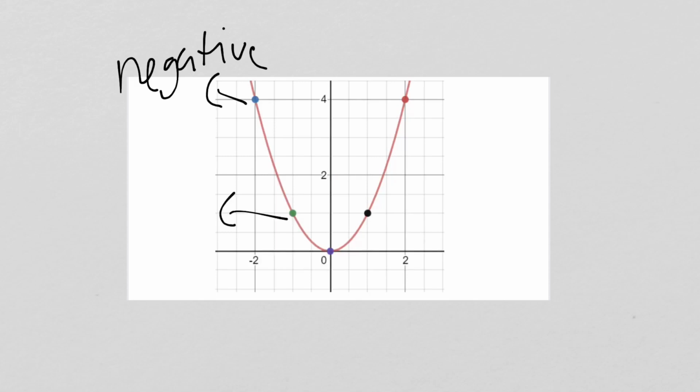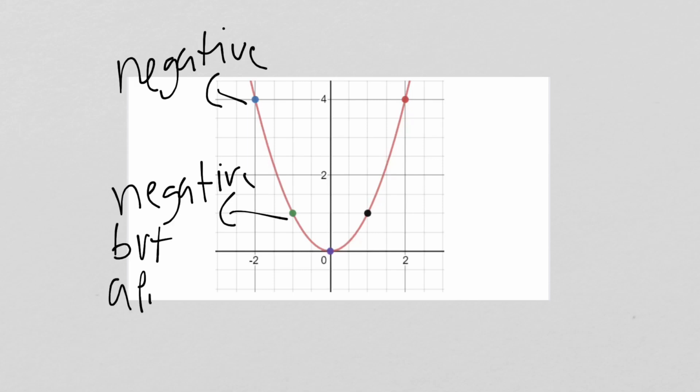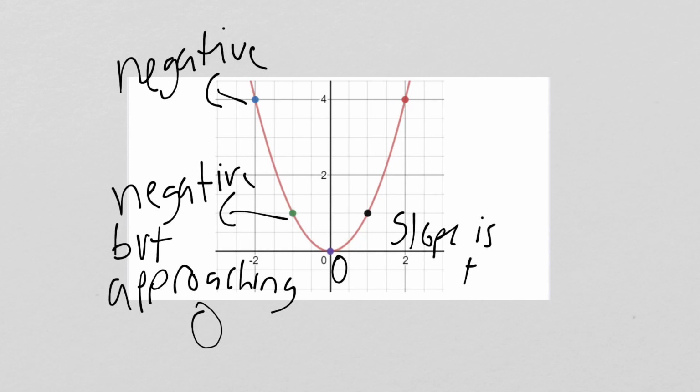Okay, it's still negative, but what is the slope approaching? It's approaching a slope of 0, which happens right here, right? Slope of 0. And then now the slope is positive. And then now the slope is positive and bigger. It's increasing and increasing.